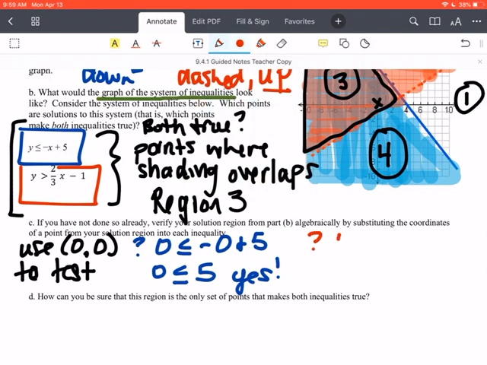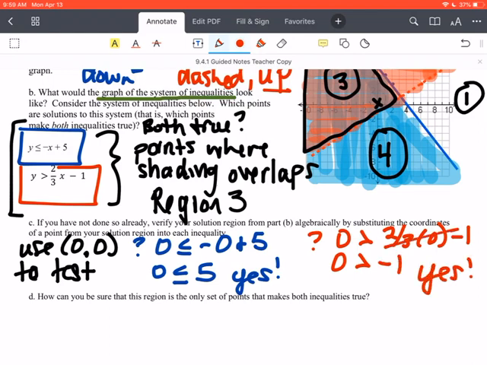Okay, but we can't be done because now we have to check it in the red. So we're asking, is 0 greater than 2/3 times 0 minus 1? Well, is 0 greater than negative 1? Yes. When you have a double yes, you know that your region is the set of points that will make the system true, the solutions to the system. Okay, now how can we be sure, though, you should be questioning this, that this region is the only set of points that make both true?